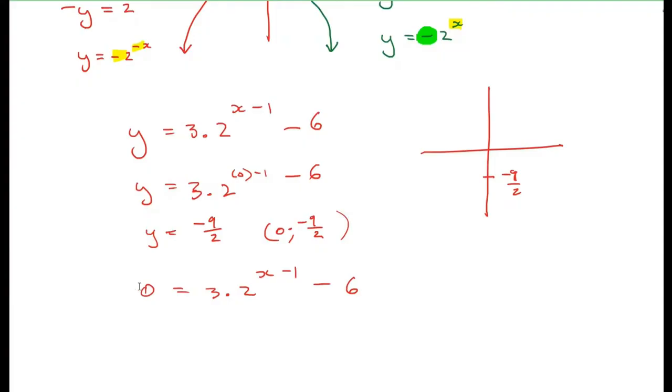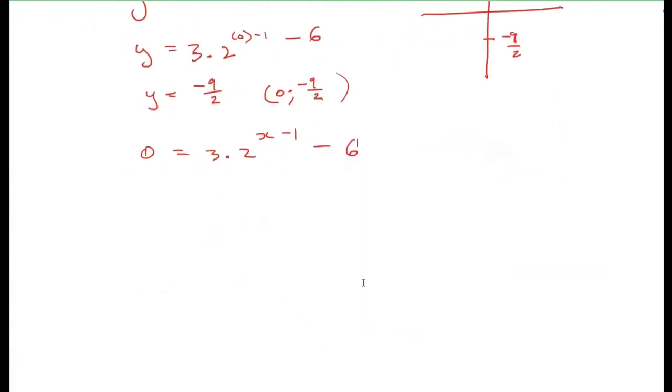Let's see if you can solve for x. So here's the equation: 0 equals 3 times 2 to the x minus 1 minus 6. I want you to solve for x. I'll give you a minute. I'll have a look. All right, good. Let's have a look.